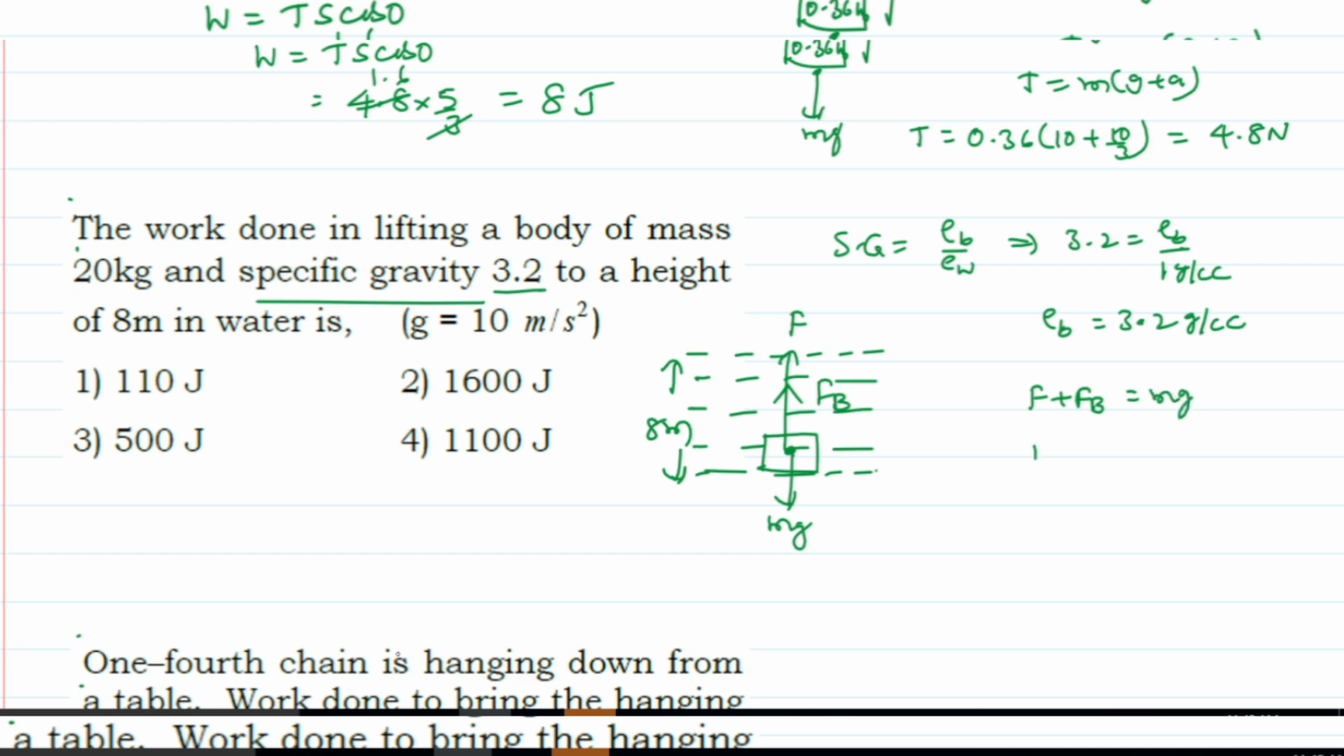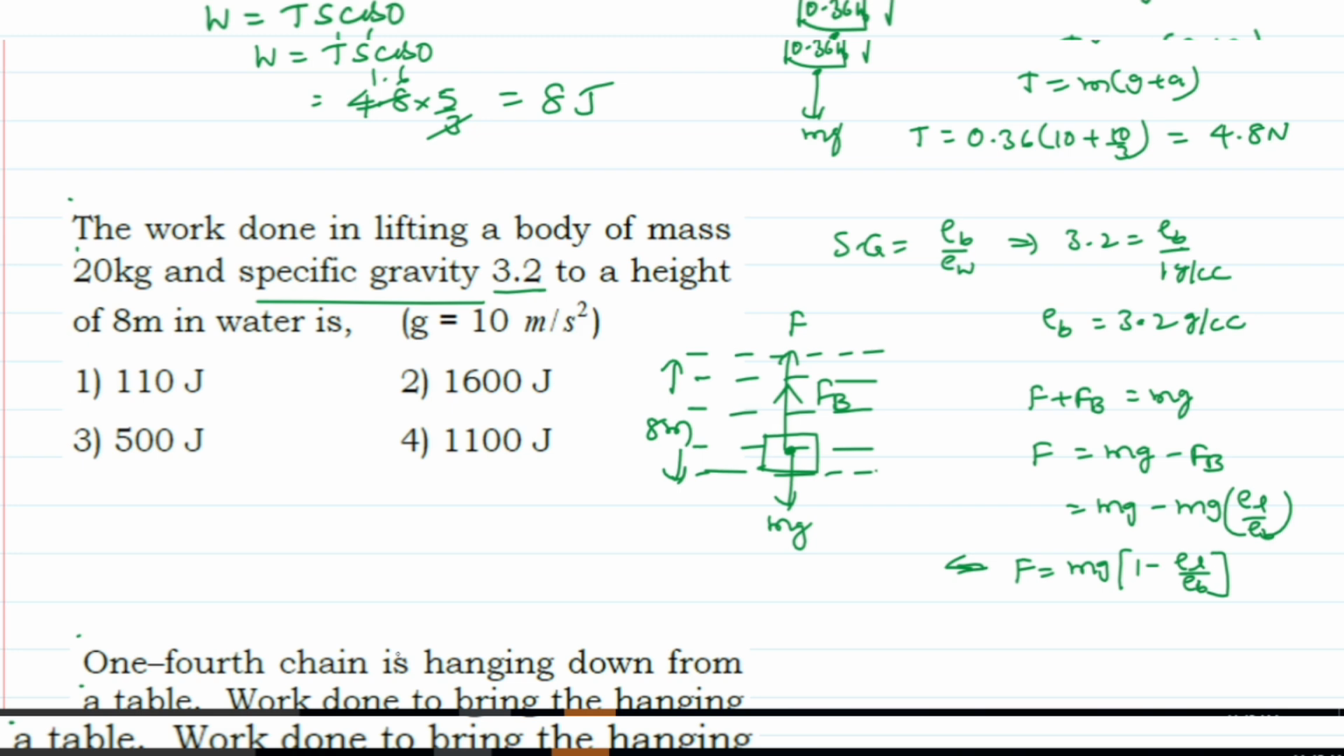The work done in lifting the body, the lifting force they are asking, you can take as mg minus FB. The buoyancy force, one more formula, you can write as mg into the density of the liquid by the density of the body. Now when you substitute, F equals mg into 1 minus the density of the liquid by the density of the body.